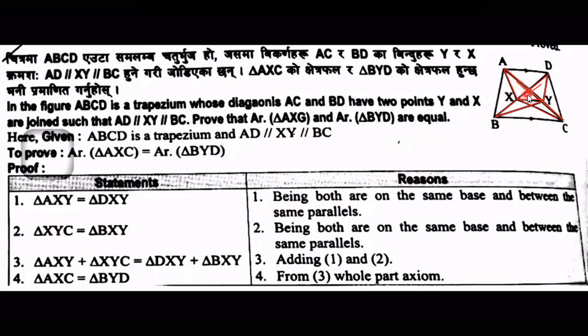So the triangles are equal. Suppose this is 20, this is 20, this is 30, this is 30. That means 20 plus 30 is 50, and 20 plus 30 is 50. That means these two triangles are equal to each other. That you need to prove it. Okay, so what we needed was AXY.